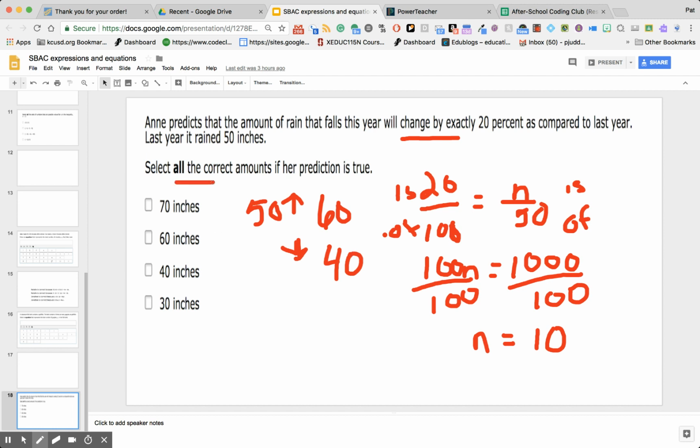Select all the correct amounts that make her prediction true. So it could be 60 if it increases by 20%, or it could be 40 if it decreases by 20%. Those are my two options. It's going to change either by going up or by going down. So this one you had to really think about all the correct answers that it would be. Okay? Hopefully you did well on all of these.